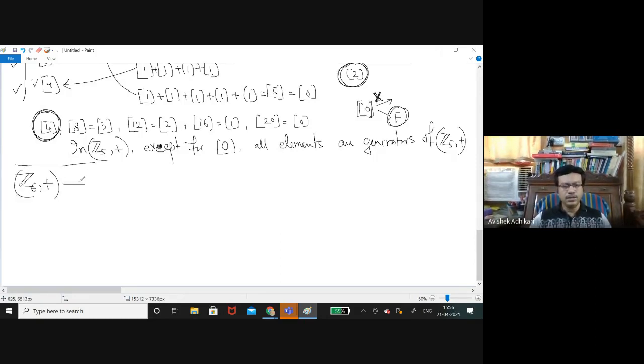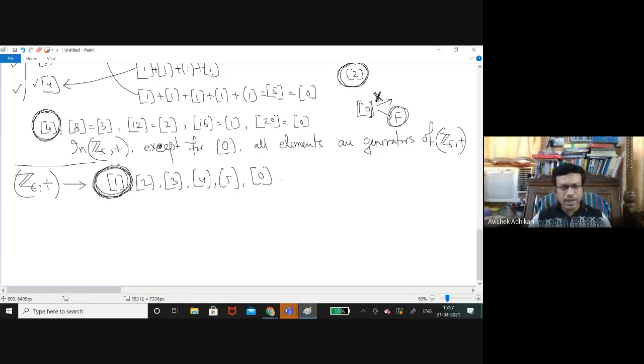Okay. So I will start with the simplest one, class 1. Is it a generator? You can see that class 1 can generate class 2, class 3, class 4, class 5, and then class 6 becomes class 0. So all the elements of Z6 can be obtained by using class 1.